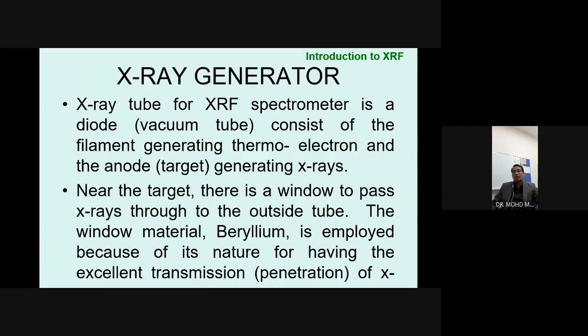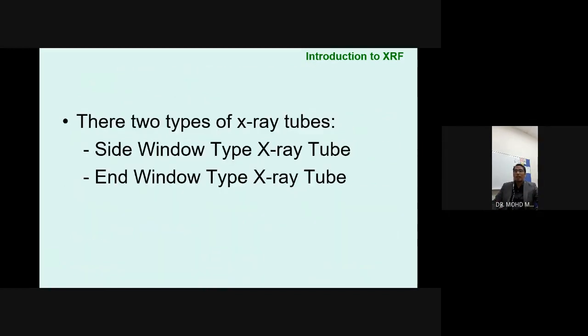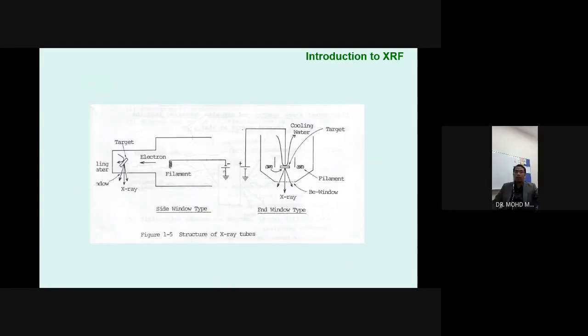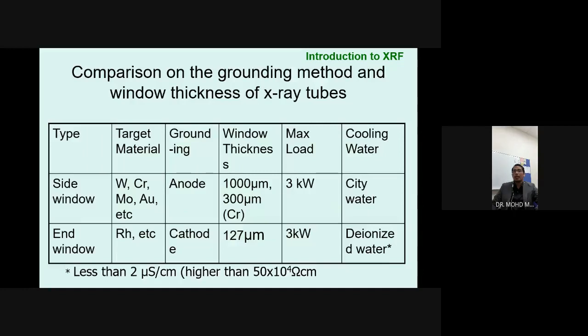Okay, this is the X-ray. I think we have covered this one. X-ray is well understood as the main source for every characterization technique that needs it. There are two types of X-ray tubes, side window or end window. These have different functionalities, but they are there to control the production of the X-ray.